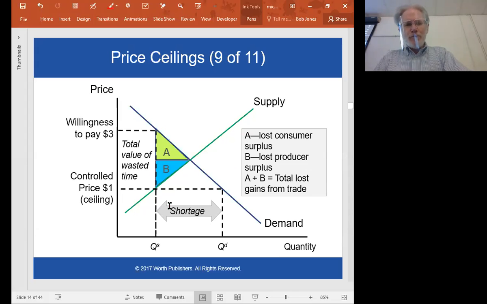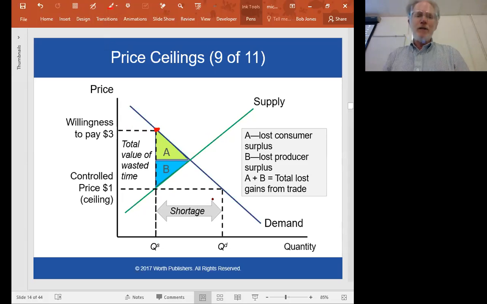Okay, again, here we see the same graph. The control price is $1. For the quantity that is going to be supplied, consumers are willing to pay on the margin $3. Okay. What does the area A represent? It's the deadweight loss on the consumer side. It's going to be the deadweight loss on the consumer side, due, well, in part, to the price control.